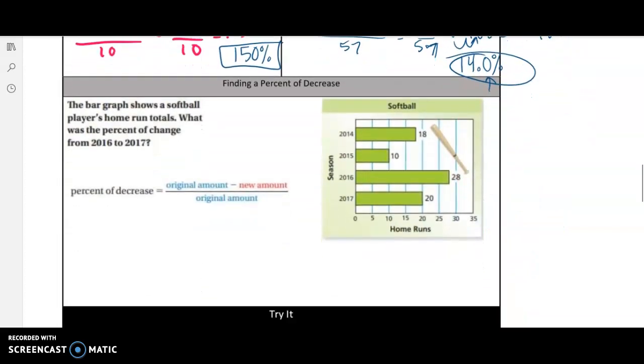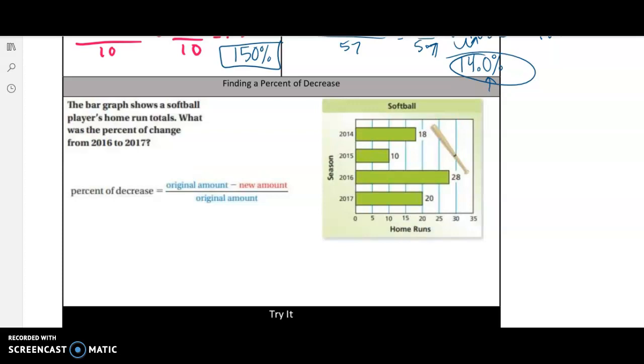Now we're going to find the percent of decrease. So the only thing that's different about this equation is that our original comes first. The reason we do this is so that we don't get a negative. If we're decreasing in something, that means that our original amount was more than our new amount. And so when we subtract the two, we want to do big minus small. And so we should never get a negative percent. And that's why we had to switch it to make our original number come first.